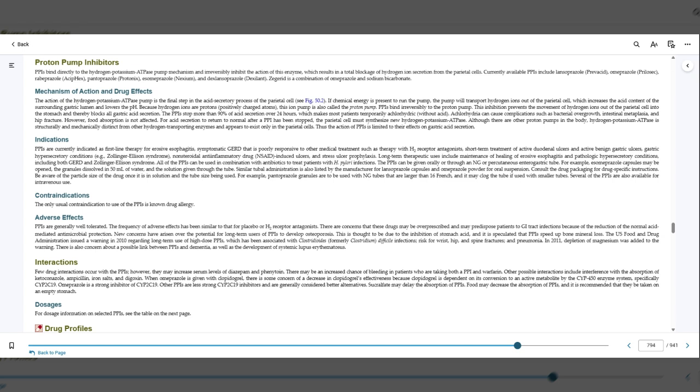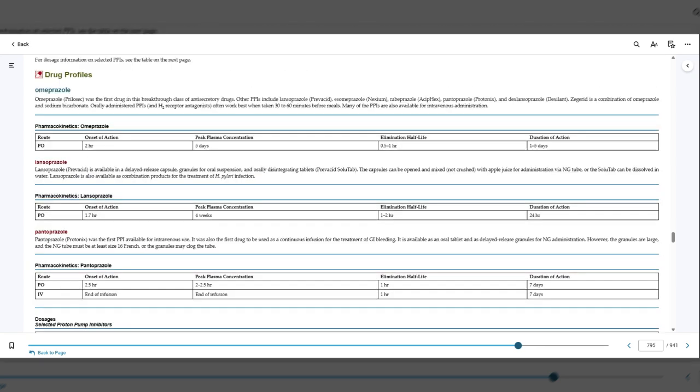And then interactions would be it increases diazepam and phenytoin levels and increased bleeding or efficacy of warfarin to lead with bleeding. So teaching would be important for both of those. My drug of choice for this one is omeprazole.